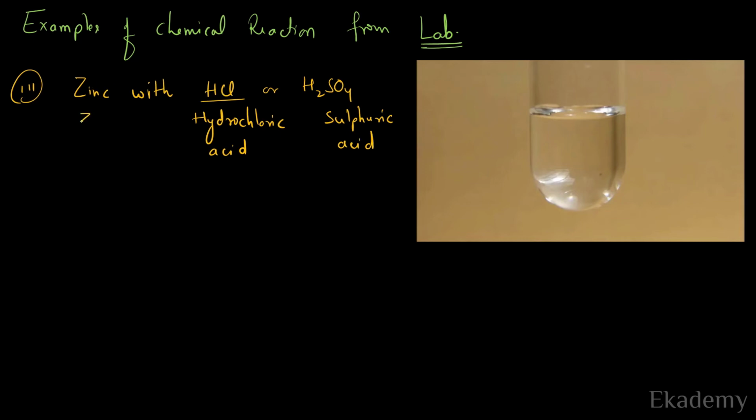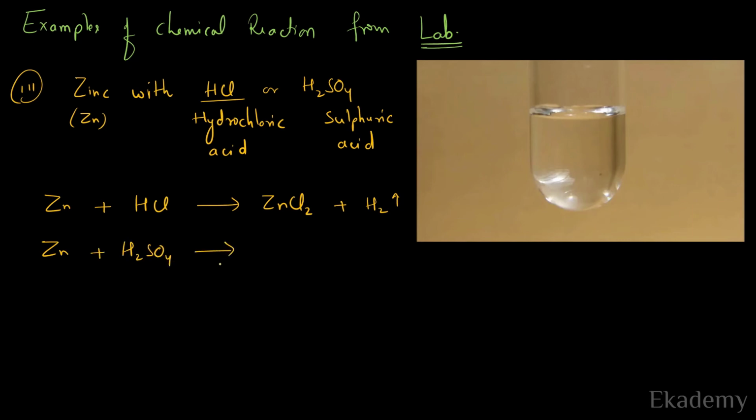When zinc, which is Zn, combines with HCl or H2SO4, it forms a salt, which is zinc chloride, and it liberates a gas, which is hydrogen in this case. Again, when zinc reacts with H2SO4, sulfuric acid, the reaction will be very similar. It will form a salt, which is zinc sulfate, and will produce hydrogen gas again. So in both of these reactions, what we can see is hydrogen gas is escaping out from the liquid.